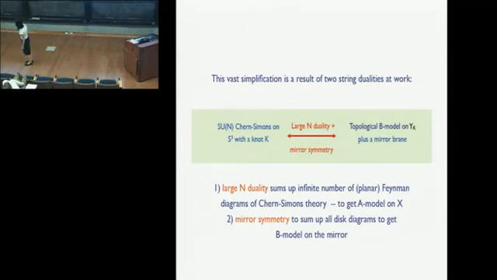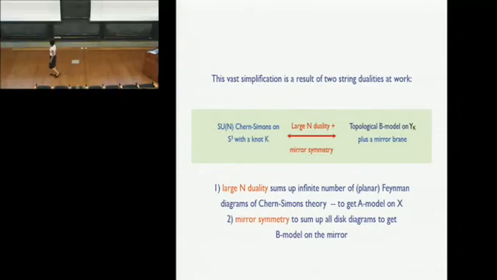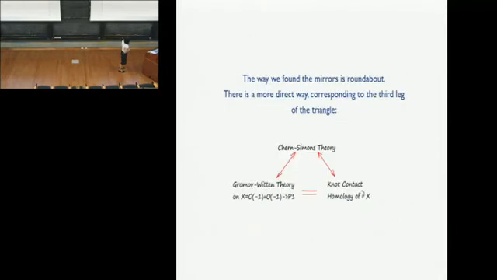So what these dualities do, large N duality sums up an infinite number of Feynman diagrams of Chern-Simons theory, all planar graphs, to give you the A model on X after the transition. And then mirror symmetry sums up all disk diagrams to get you the mirror. So this machine sums up an infinite number of quantum corrections in Chern-Simons theory, and that's why it could be a better starting point. Okay.